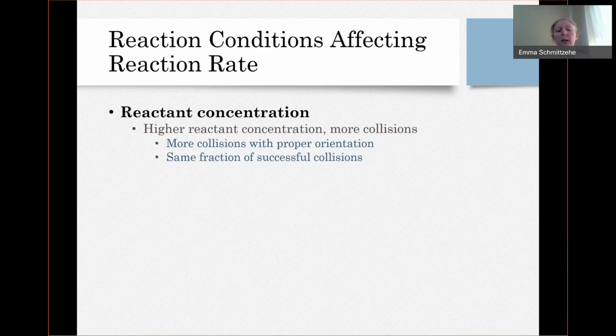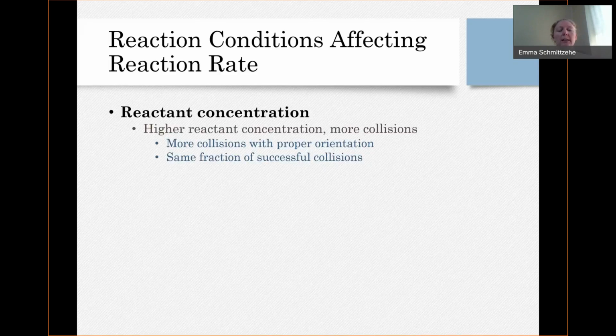But what you need to realize is the fraction of successful collisions stays the same. So when I say fraction of successful collisions, maybe it's easier to think about saying percentage of successful collisions. So the same proportion of things are successful. So if initially 50% of the time the collisions have the appropriate orientation, then if you throw in more molecules, it's still going to be 50% of the time.